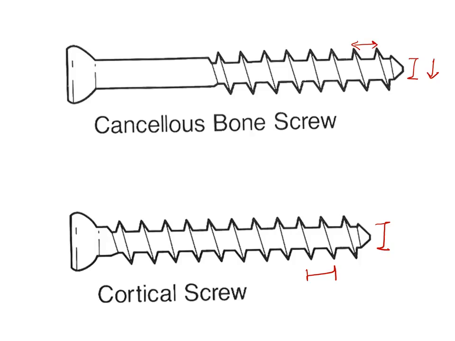And also one more hint, although cancellous screws can be fully threaded, usually when they show you a cancellous screw, they might show you a partially threaded one, but it can be fully threaded also.